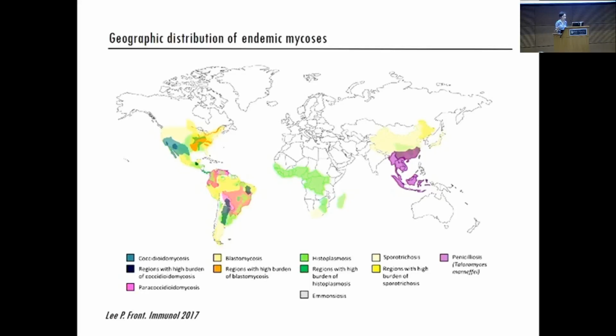And they share very similar characteristics. They are geographically restricted. They have a very intimate relationship with the ecology, the soil and ecology makeup of the place. And they are thermally dimorphic, meaning they're able to switch from a mold in the environment to a yeast form when they parasitize the host. That switch occurs by temperature, and they all behave similarly. They're able to infect both immunocompetent and immunocompromised, but predominantly immunocompromised patients.